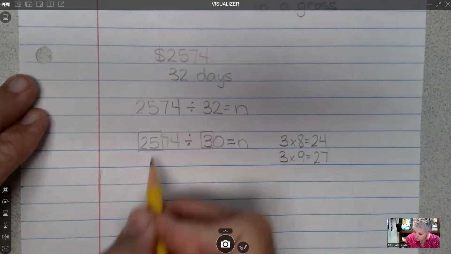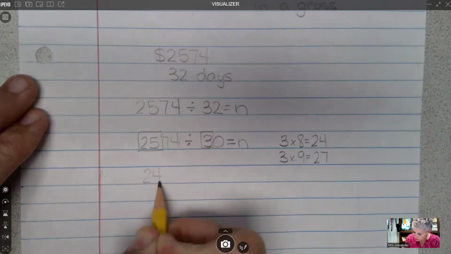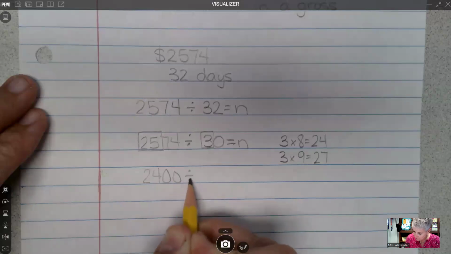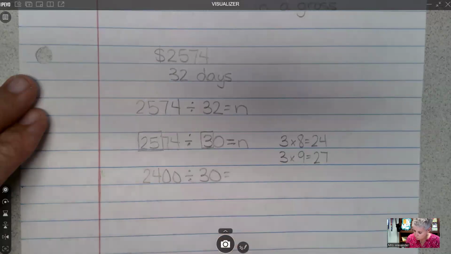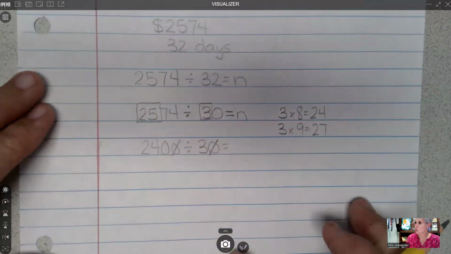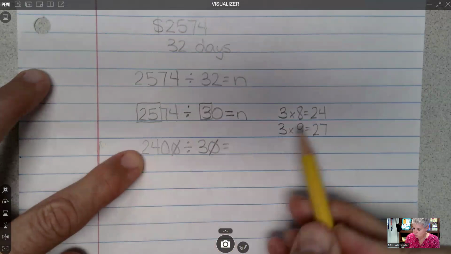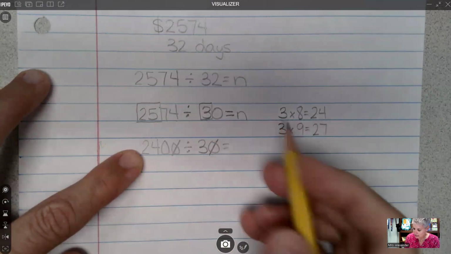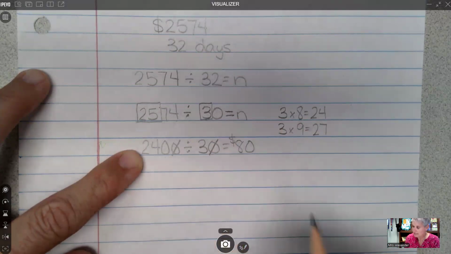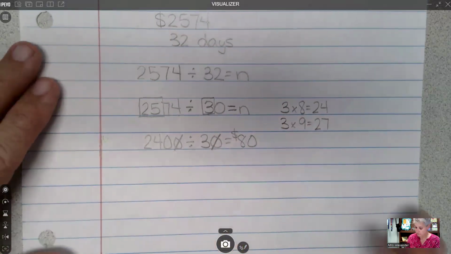I'm going to start with this one. Let's do the 24. And then outside the box, we make zeros. 24 divided by 30 equals. Here we have zeros in the ones place. 24 divided by 3 is going to equal 8. Add that extra 0. She makes about $80.